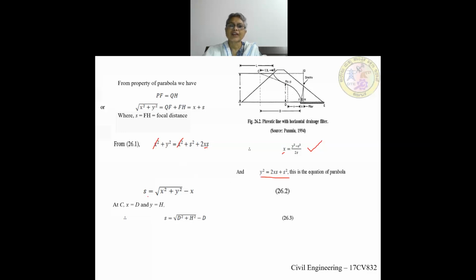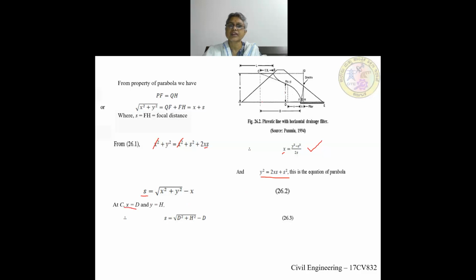Or from this equation you can write s is equal to the square root of x square plus y square, minus x. S is what? S is the focal distance of this parabola from the directrix. So if you take any point C, what is the value of x? x is equal to d.